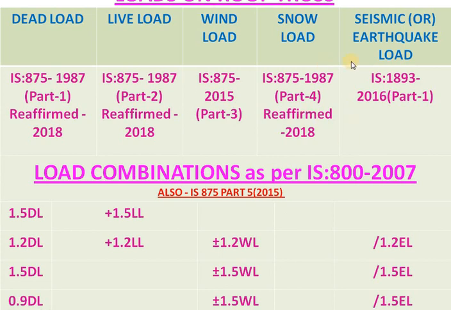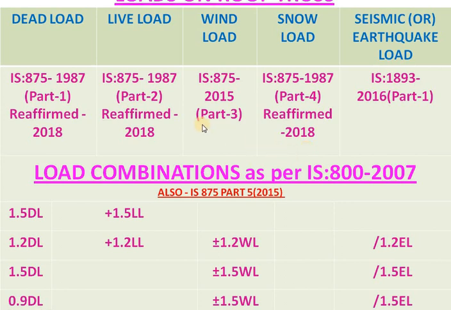And also if you do the analysis for seismic load, then you have to refer to IS1893 2016. And all the other codes, that is 875 part 1, part 2 and part 4, we are still following the 1987 revised code only, but it has been reaffirmed in the year 2018. And IS875 part 5 has also been revised in the year 2015. So these three code books, if you are using them for any work, you have to use only the revised code books. So for that only, this presentation.